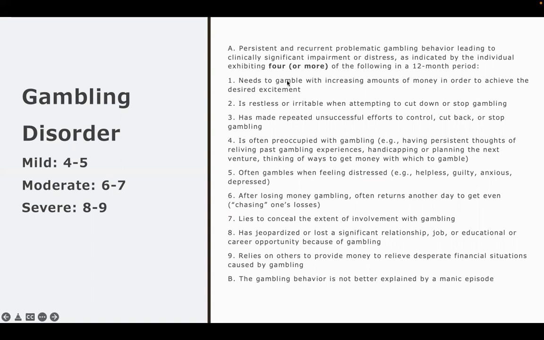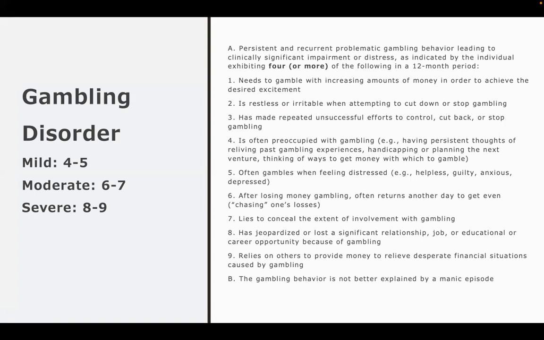So you can see here, there's different criteria: needs to gamble with increasing amounts of money in order to achieve the desired excitement, is restless or irritable when they're attempting to cut down or stop, has made repeated unsuccessful efforts to control, cut back, or stop, is often preoccupied with gambling, having persistent thoughts of reliving past gambling experiences, handicapping or planning the next venture, thinking of ways to get money so they can gamble.